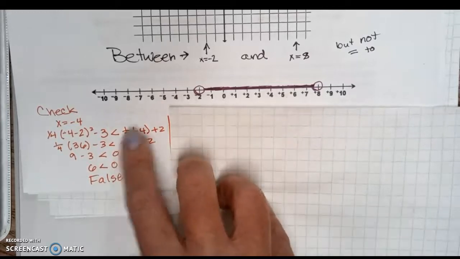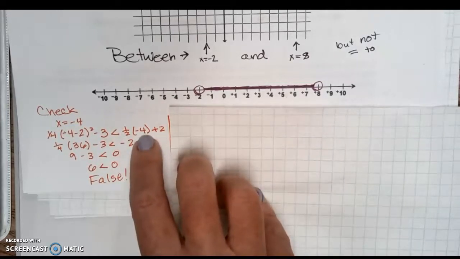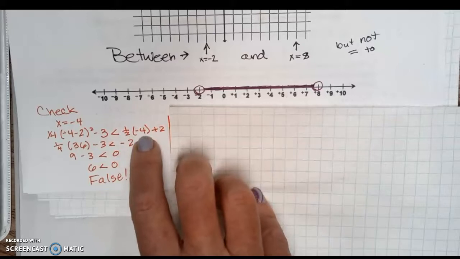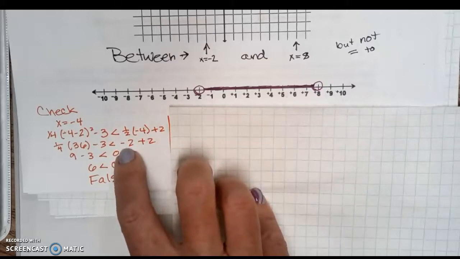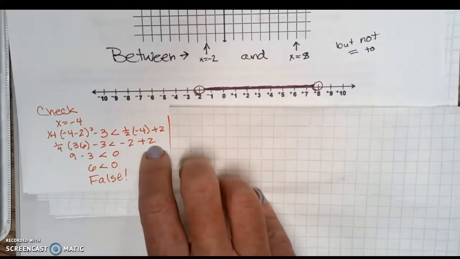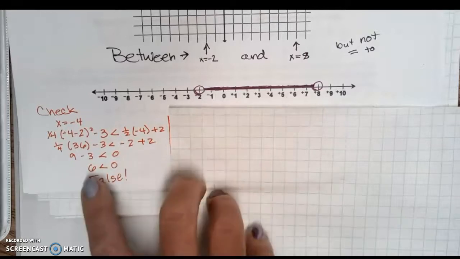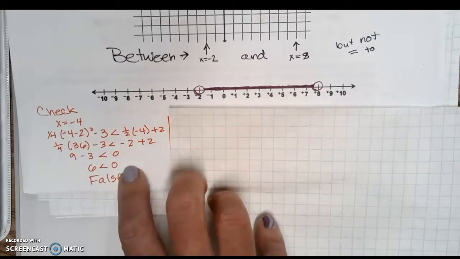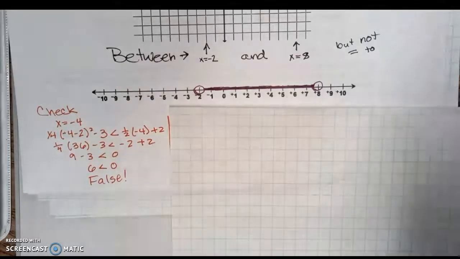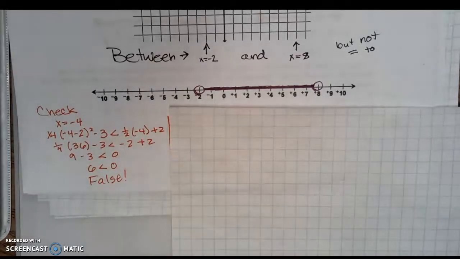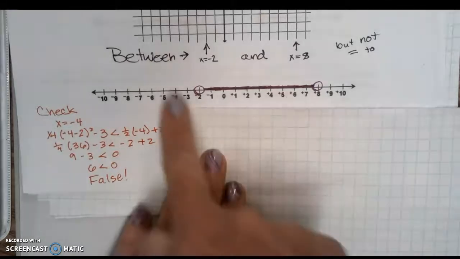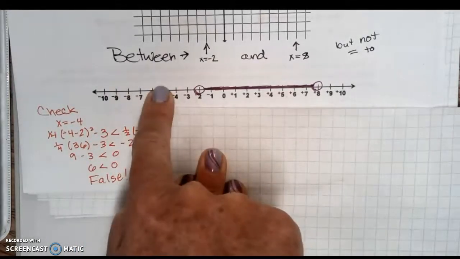So for this side, we have 1/2 times -4, which is -2. And -2 plus 2 is 0. So is 6 less than 0? No. So you say false. Okay? That's just to confirm that you shouldn't have shading over here.